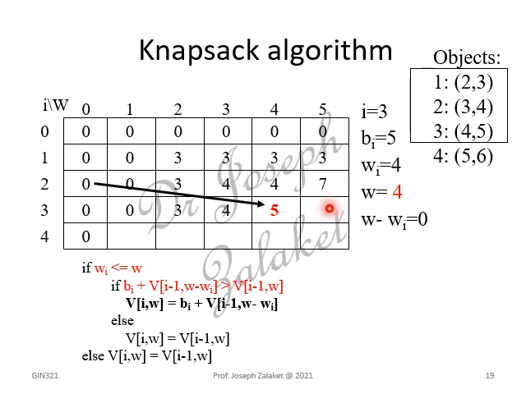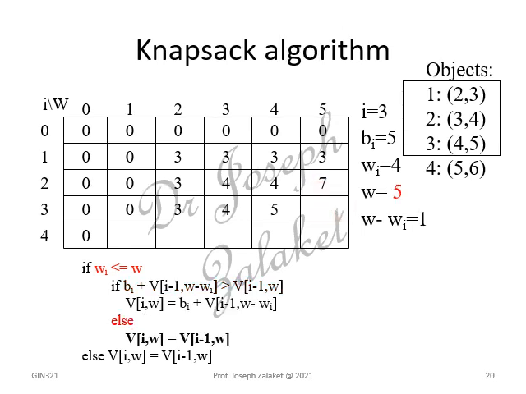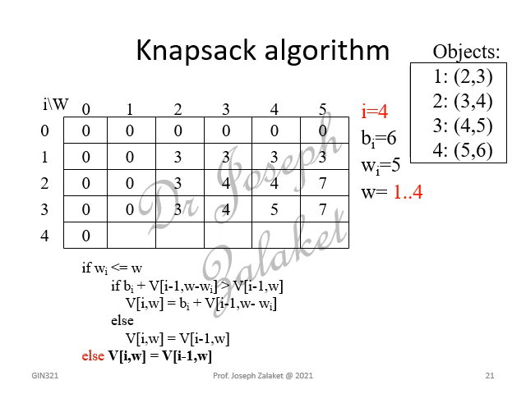For 5 now, 5 minus 4 is equal to 1, which contains 0, same thing, 0 plus 5, but 0 plus 5 is less than 7, 5 is less than 7, so we will keep 7, which is the maximum, instead of 5 here. Now for the last object, I equal 4, object number 4, we have the benefit which is equal to 6 and the weight which is equal to 5.